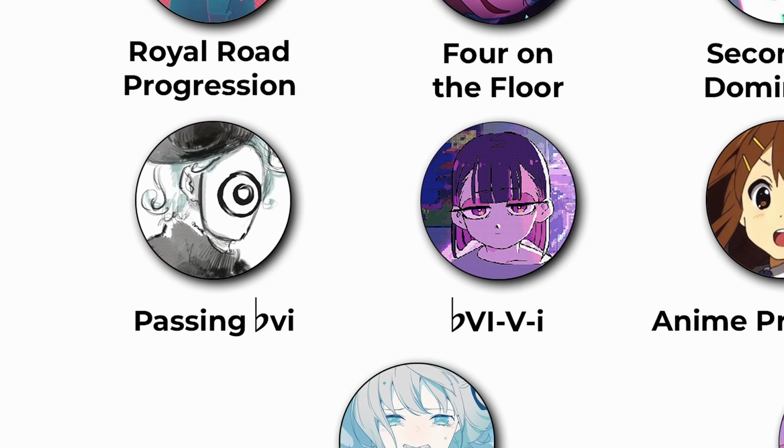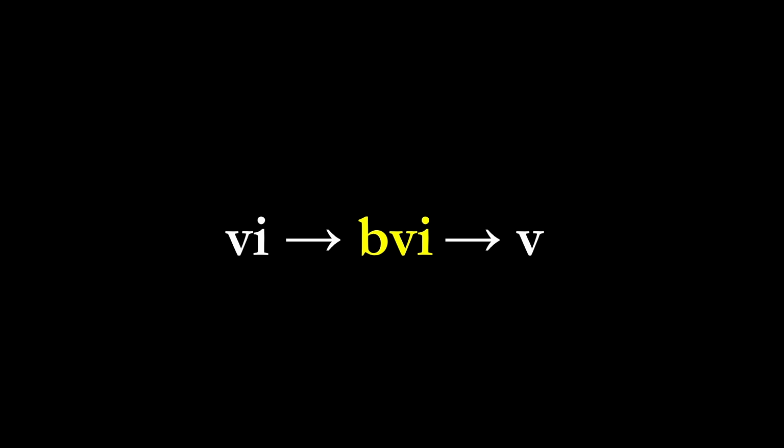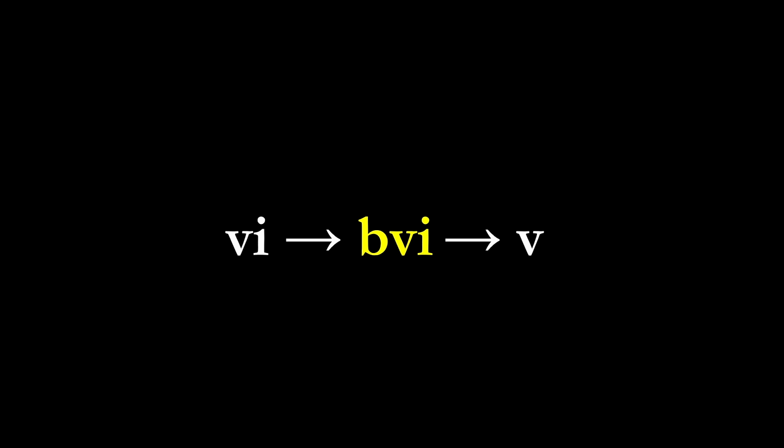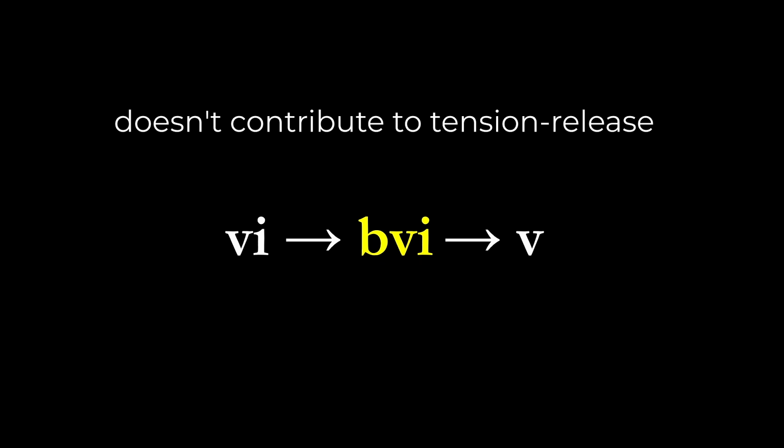The passing flat 6 chord is used when going from the 6th chord to the 5 minor chord, which we now know is just the 2 of 4. Harmonically, this chord doesn't have a specific function and often just acts as a passing chord to add spice.